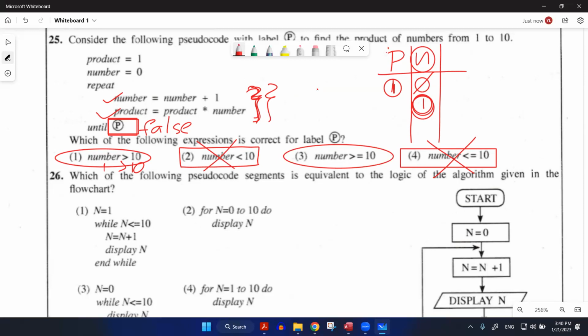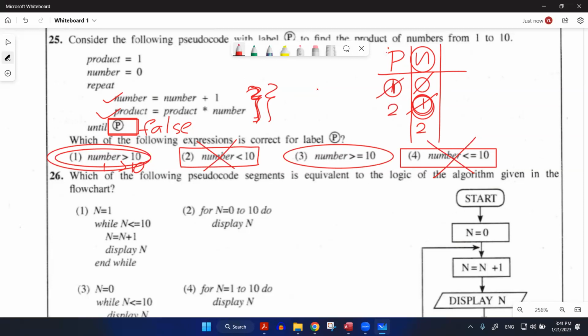Right, now the problem is to find out what's the answer from 1 and 3. For that, we have to find out what's the pattern of this. So let's assume the condition that they have is number larger than 10. Right? For the moment, number is 1. Larger than 10 is not true. So number is going to increase. It becomes 2. Product is going to be 1 into 2. That means 2.